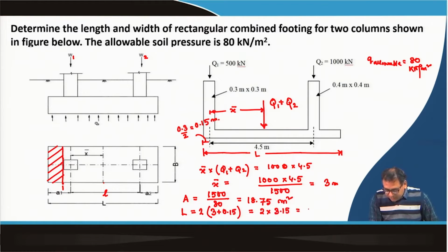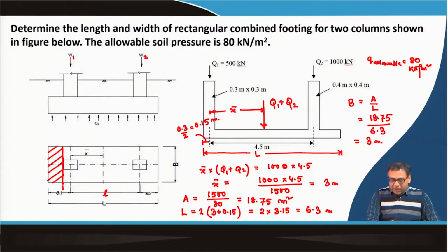So, this will be 6.3 meter. So, the required length we have decided, that is 6.3 meter. So, L is 6.3 meter. So, the B will be A divided by L. A is 18.75 and L is 6.3. So, the required B is 3 meter.